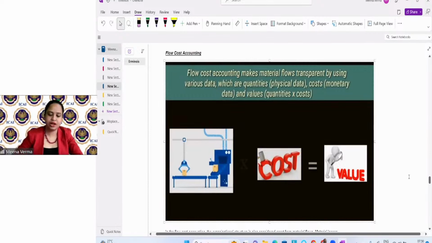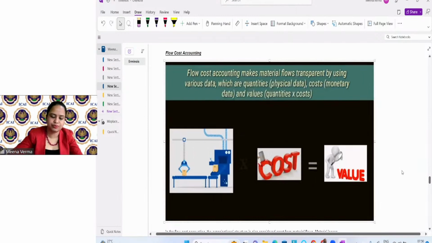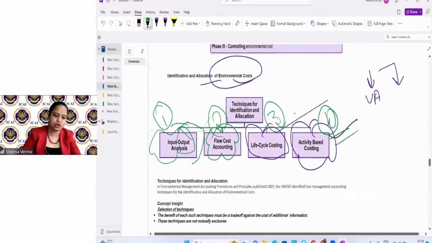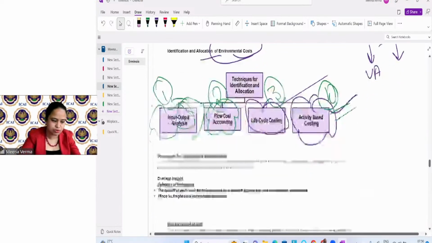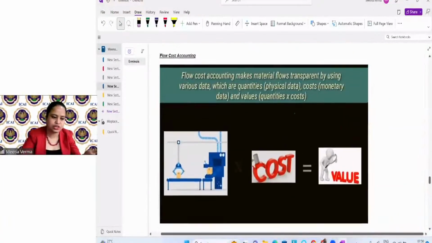We have to make an account. So the first method was related to what? Input and output, right? First was input output analysis. We have to do the input output analysis. What is the input and what is the output, and input should always be equal to output. Okay, the next one is what?